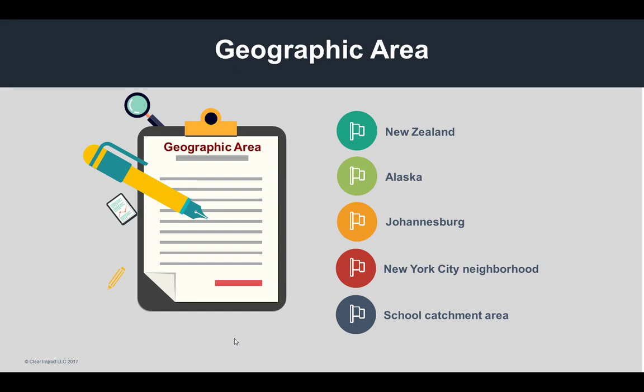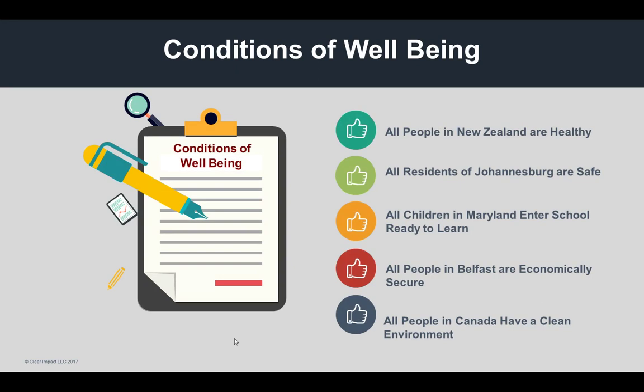Or a population can be defined as any type of population or subpopulation within a geographic area. New Zealand, a neighborhood in New York City, even a school catchment area. Conditions of well-being should be a statement that uses plain language, such as all people in New Zealand are healthy. All children in Maryland enter school ready to learn. All people in Belfast are economically secure.